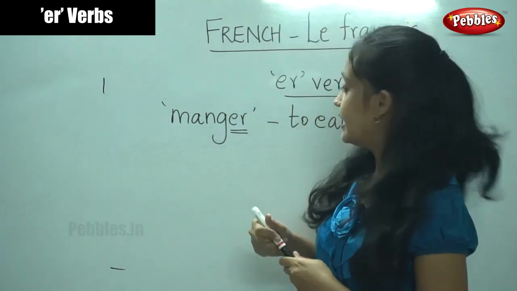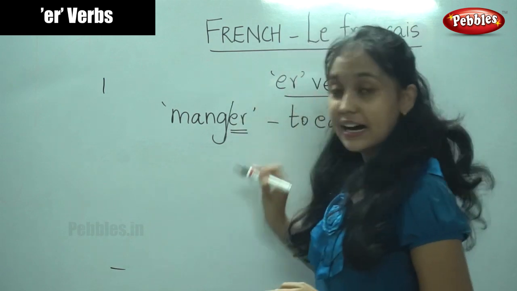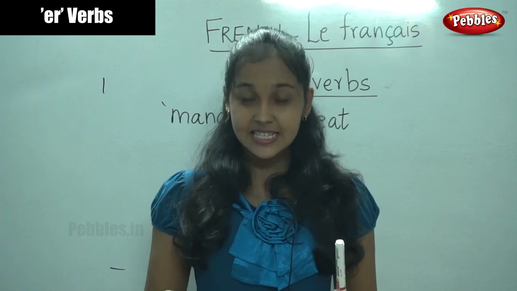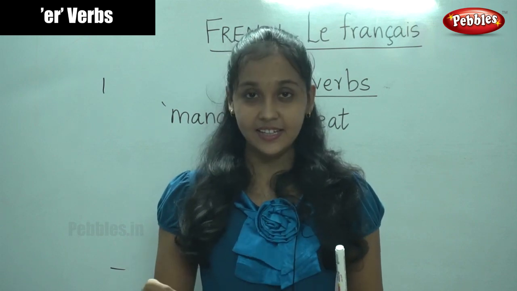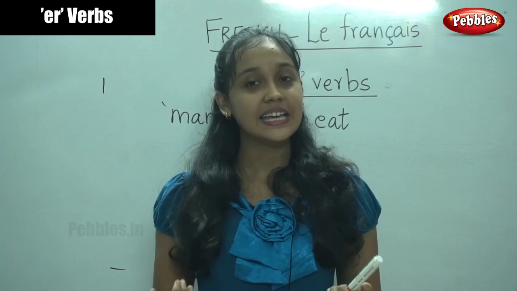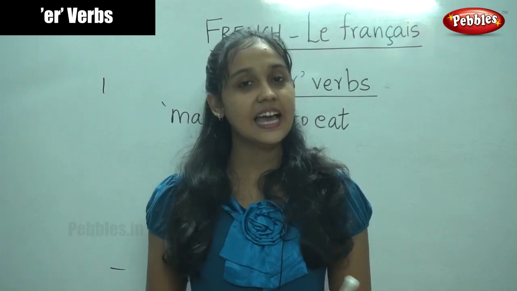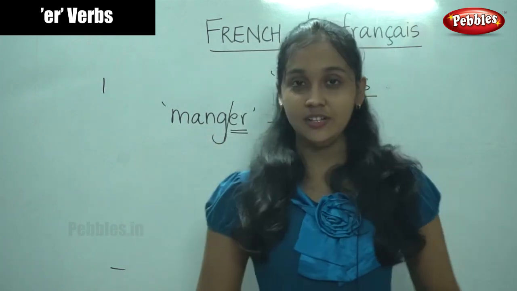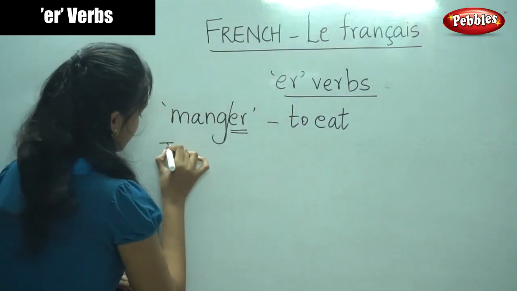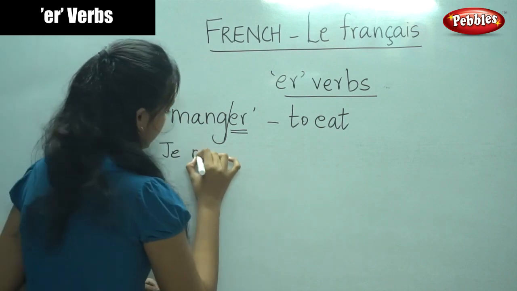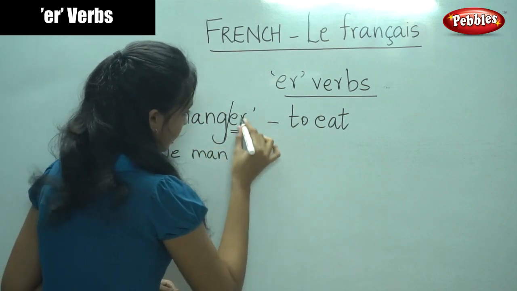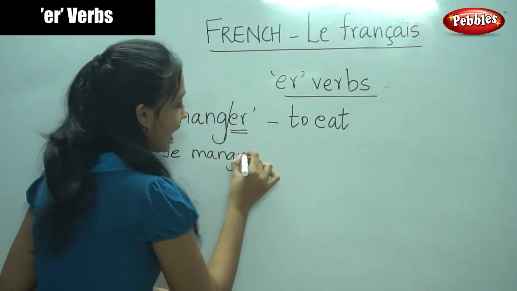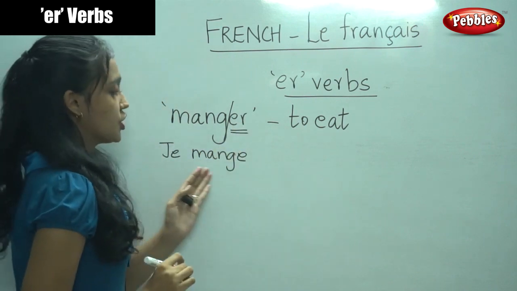We would remove the letters E and R, and replace them with E, ES, E, E, ONS, EZ, ENT, and ENT. So, are you ready to conjugate the verb manger? Je. So we would remove E and R. And for je, what would we add? We would add E. So, je mange.